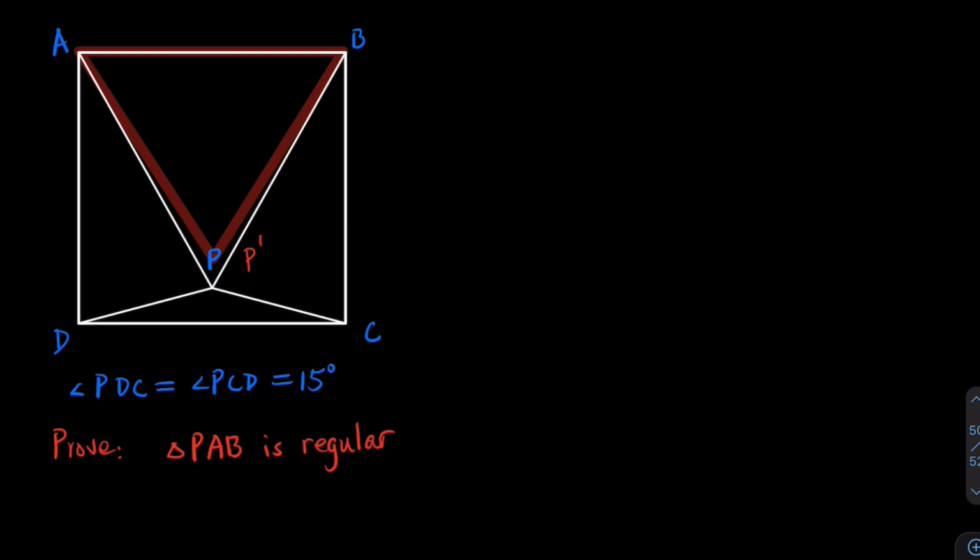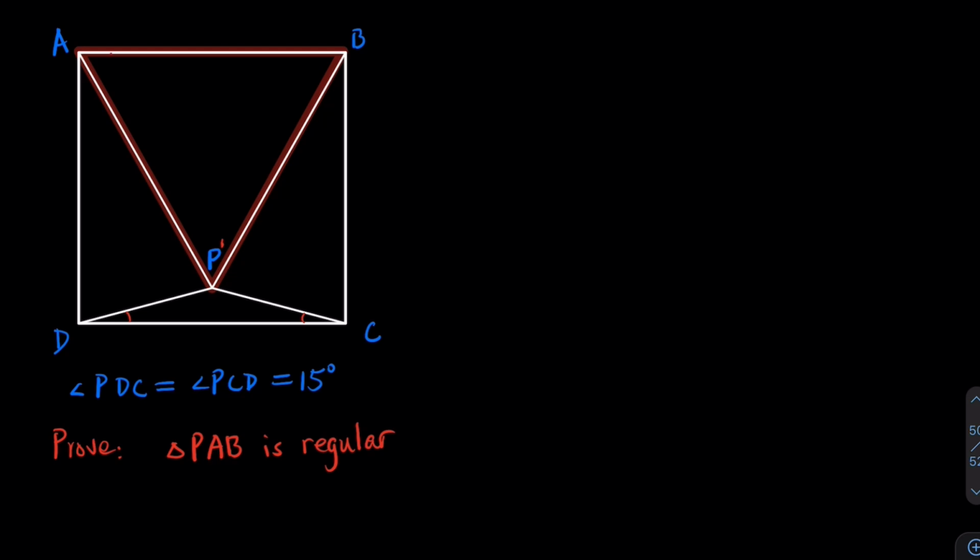Now, how do we do that? Let's say this is P prime, and it's not P, right? So we construct P prime. If somehow we can show that this angle is indeed 15 degrees, then we're done. That means P prime happens to be the point P. So which means, indeed, P prime AB by construction is a regular triangle. But if P and P prime are the same point, then PAB is also a regular triangle. That's the proof idea.